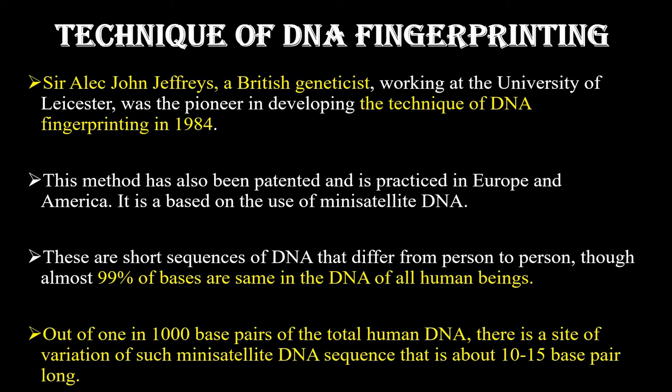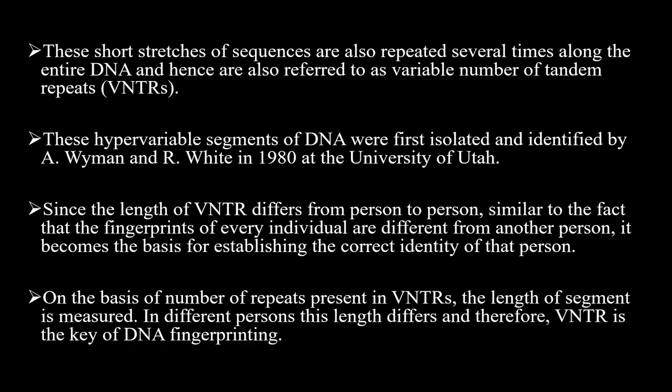Out of 1 in 1000 base pairs of the total human DNA is a site of variation of such mini satellite DNA sequence that is about 10 to 15 base pair long. These short stretches of sequences are also repeated several times along the entire DNA and hence are referred to as variable number of tandem repeats, VNTRs.